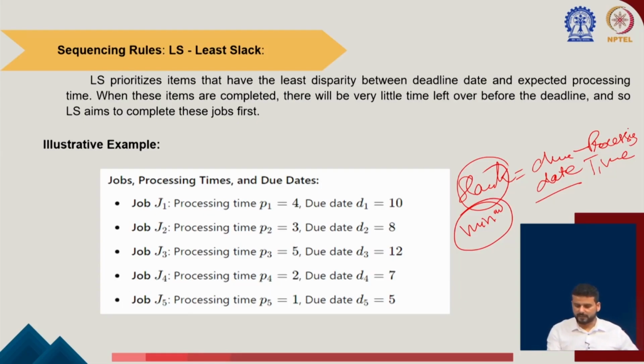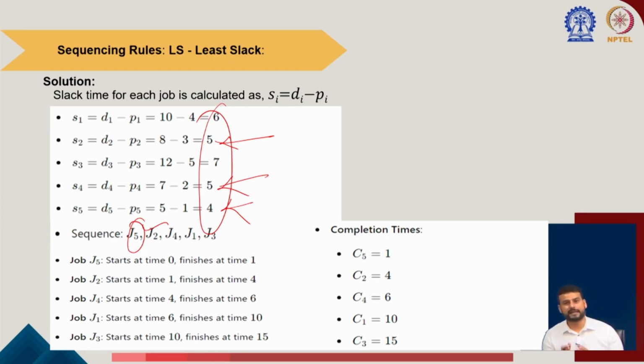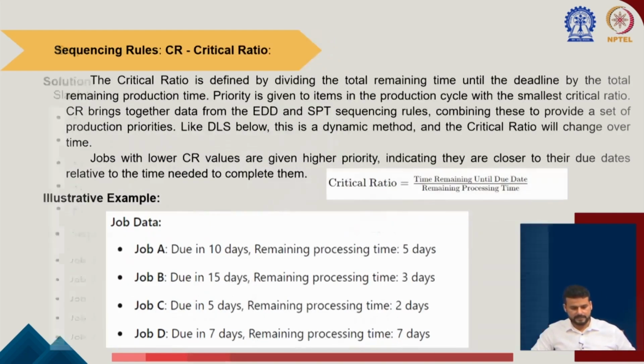So obviously you can find out this slack time for all these activities. Here I have calculated, and the minimum slack time remaining is for job 5. So job 5 will be done first in the sequence. Then the next minimum is 5 and 5. So you can pick arbitrarily, either job 2 or job 4, because both are taking the same time, so there is no point, right? So 2, 4, then 1 and 3. This is the sequence, and again you can find out the flow time and the average time, right? Simple least slack method.